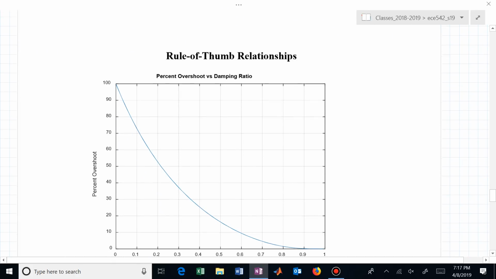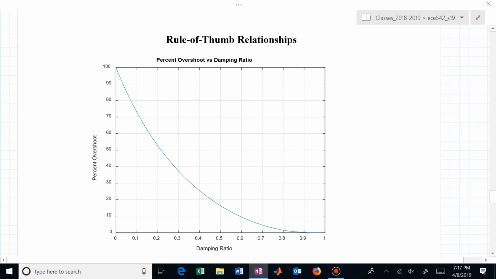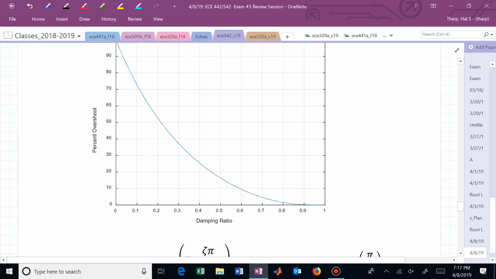But here, these are all rules of thumb. Here's the zeta percent overshoot relationship. And if somebody said, I need a 20% overshoot, then you might just say, I can quickly find that without trying to compute it analytically on my calculator. I could do a better job of eyeballing than what I did drawing, but you can see that you're about 0.46 for a zeta value. Maybe that's what you use if somebody says, I need a percent overshoot of 20%.